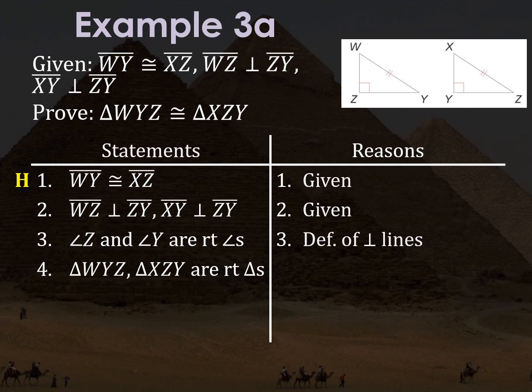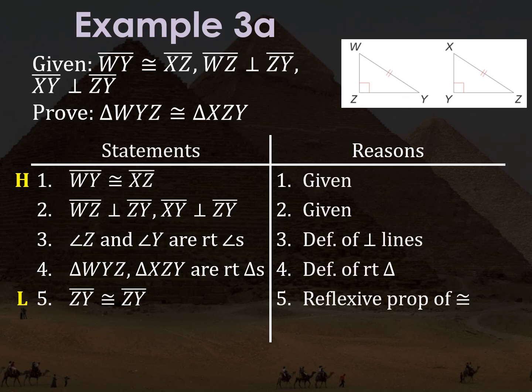Statement 4, triangles WYZ and XZY are right triangles. And that is by the definition of a right triangle. If a triangle has right angles, it is thus a right triangle. So this is what you need to show for HL. You need to show that both triangles are right triangles. Again, notice the progression. Perpendicular lines means right angles, which means right triangles. Statement 5, ZY is congruent to ZY. And that is the reflexive property of congruence. So we have the right triangle, we have the hypotenuse congruent, and we have the legs congruent.